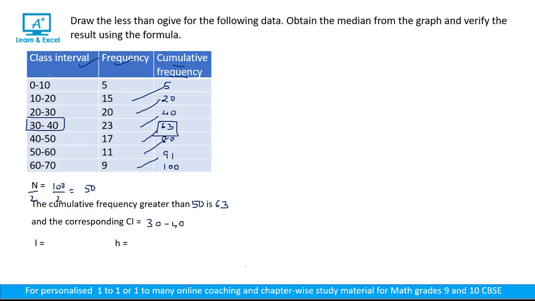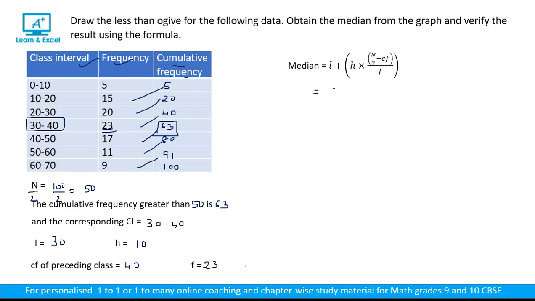The L now is going to be equal to 30. H is 10. The cumulative frequency of the preceding class is going to be 40 and the frequency for this class is going to be 23. Now let us use the formula: median equals L plus H into n by 2 minus Cf upon F.